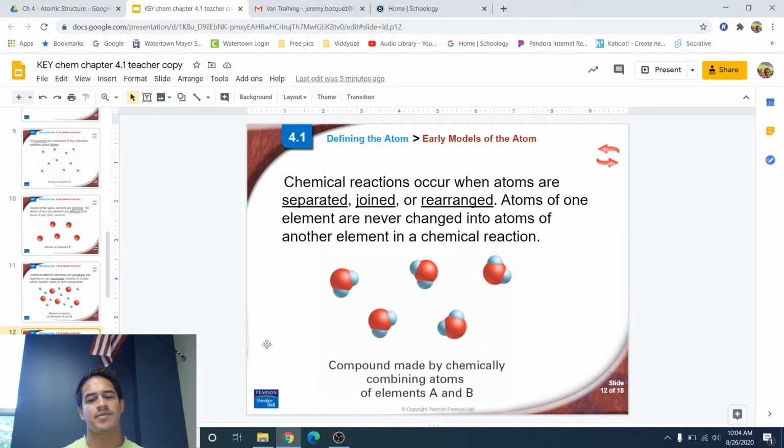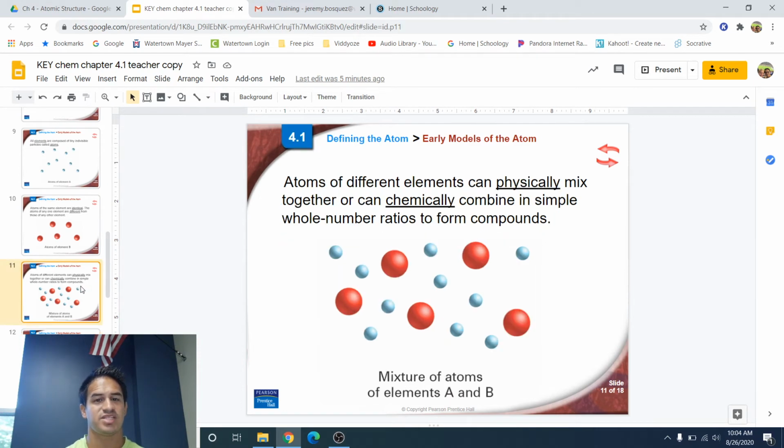But also they can chemically combine to make compounds. That means they would be joined together and make a new material. And they do so in whole number ratios. So basically, you can't take half of one atom and 3/4 of another atom and put them together. You have to take one whole atom and one whole atom, or two whole atoms and one whole atom, and they combine in whole numbers, which we know is also true to this day.